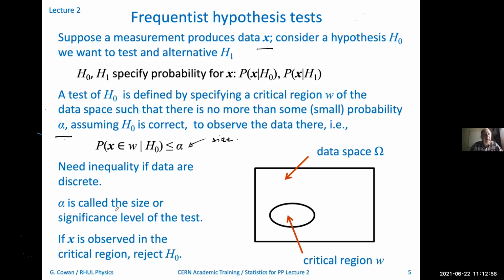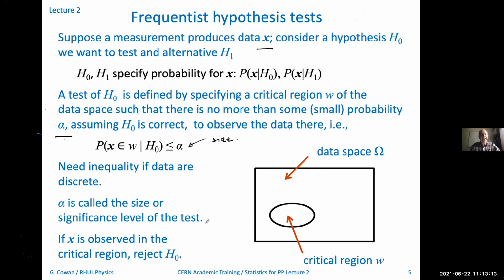Okay, so yes, alpha is called the size. Sometimes it's called the significance level of the test. Usually I'll use the term size. All right, so just symbolically, there's the full data space. The critical region is some subset of it. And then you do the test.